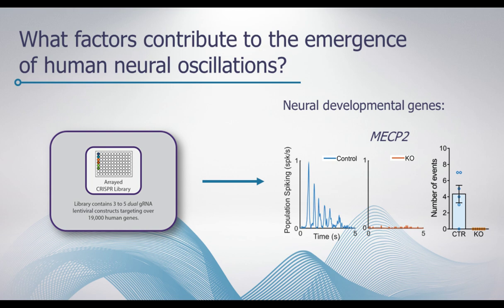If you have mutations in MECP2, you might also have diseases such as Rett syndrome, schizophrenia, or autism. So if you knock down MECP2 from these organoids, what we have is a complete absence of these neural oscillations over time. They simply don't appear, suggesting that MECP2 is essential for the appearance of these network oscillations. But how can MECP2 cause that?